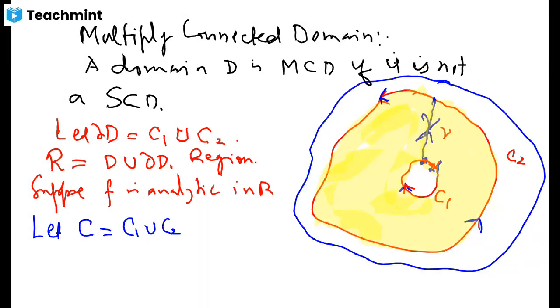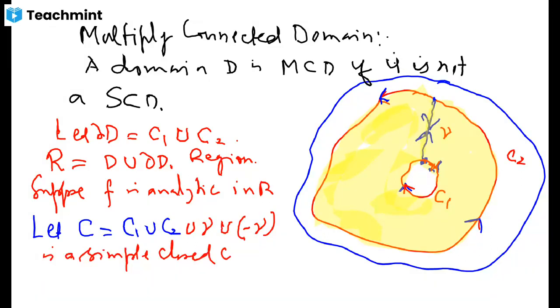But note that this gamma is being traveled twice. First it is being traveled as gamma, and the next time it is being traveled in the opposite direction. So now you can see this C. Now this C is a contour. It is a simple closed contour indeed now.